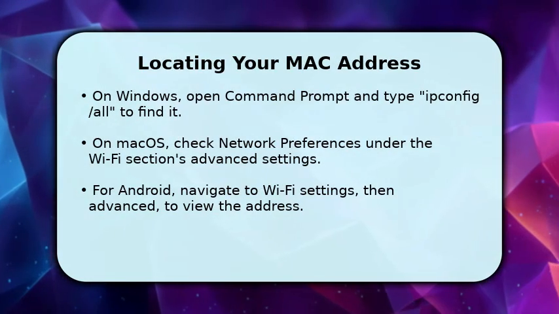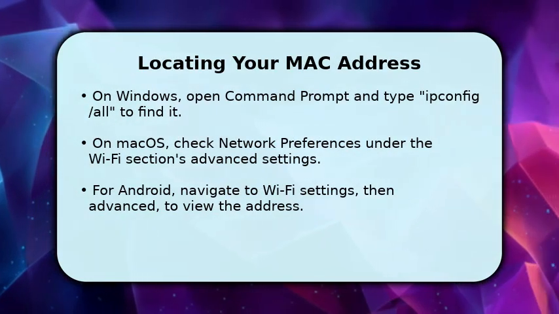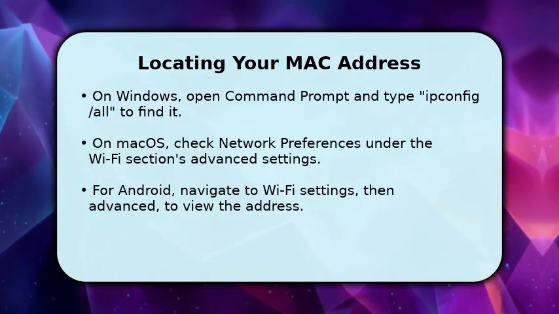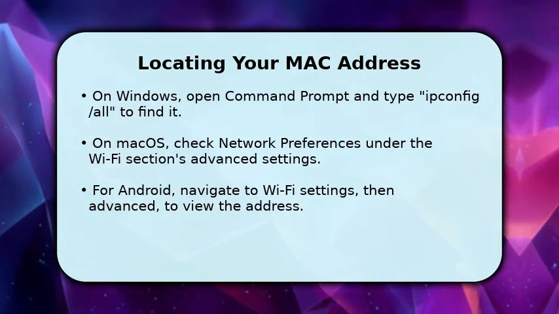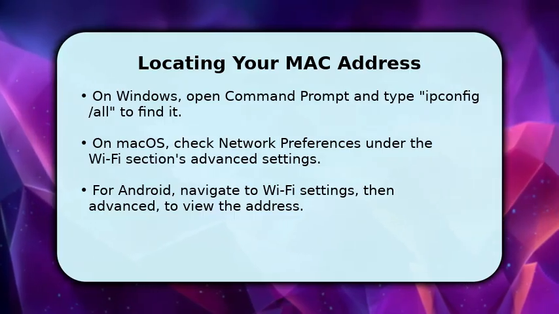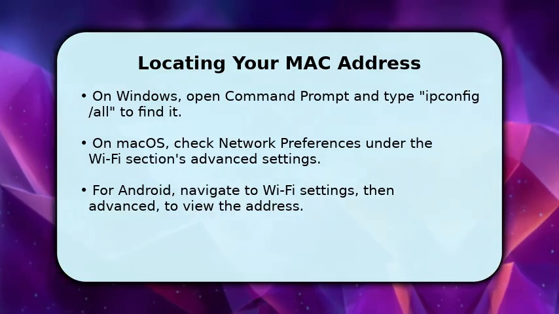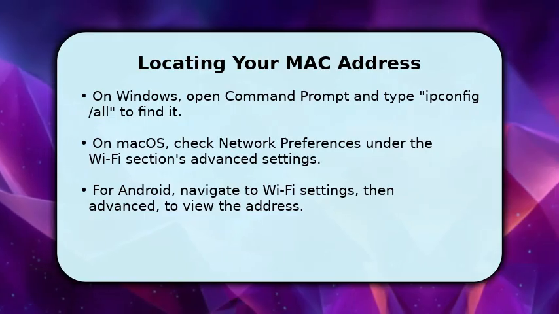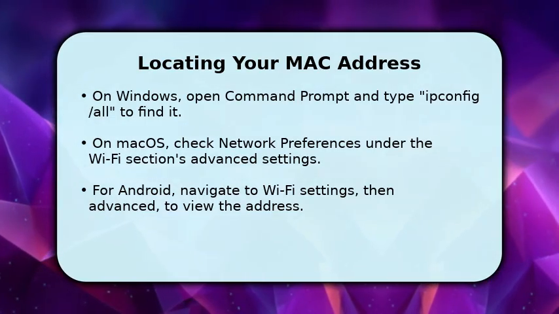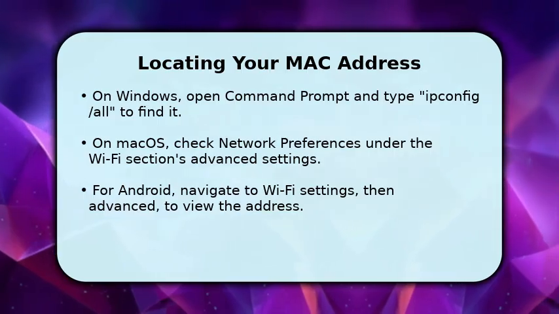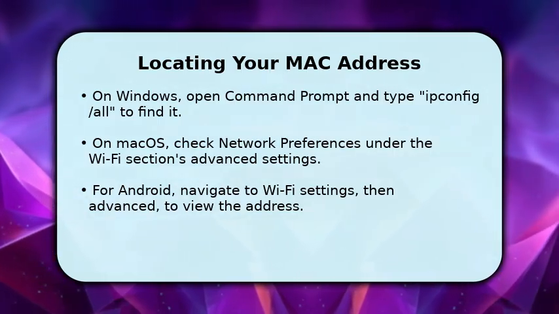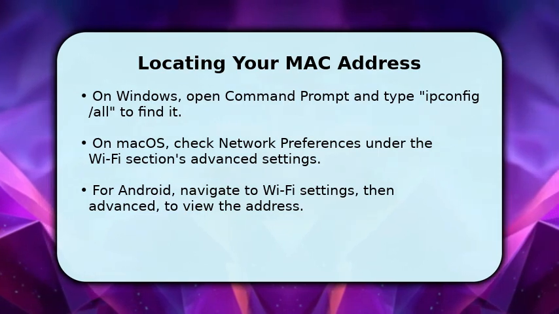Finding your device's MAC address is straightforward across different operating systems. For Windows users, simply open the command prompt and type ipconfig /all to reveal your physical address. Mac users can find it in Network Preferences under the Wi-Fi section's Advanced Settings. On mobile devices, Android users can locate it in Wi-Fi settings under Advanced Options, while iOS users will find it in Settings, then General, and finally About, listed as Wi-Fi address.